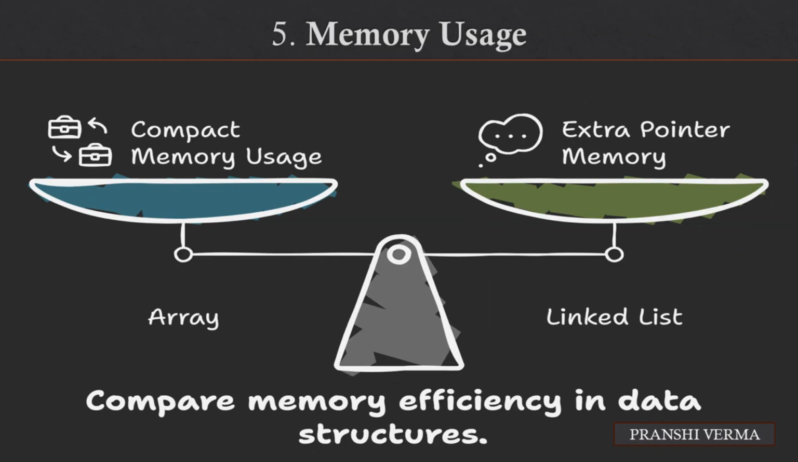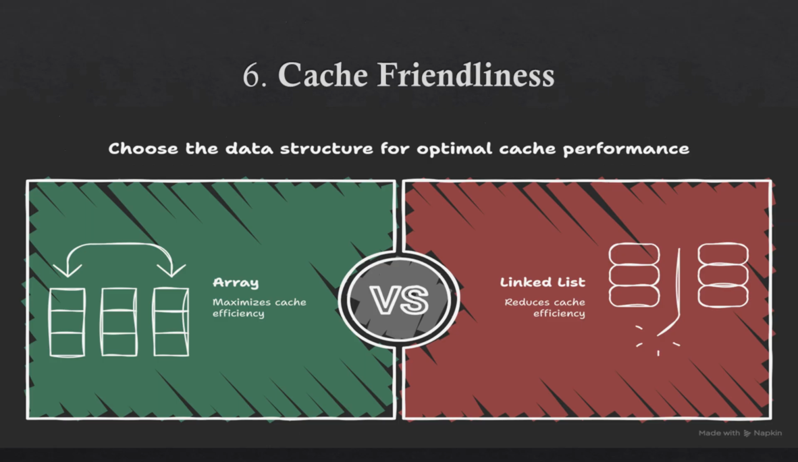Arrays are memory efficient when fully utilized, as no extra memory is needed for pointers. Linked lists use more memory per element because each node stores an additional pointer to the next node. Arrays are cache-friendly. Since elements are stored continuously in memory, CPU caching makes access faster. Linked lists are not cache-friendly. Because nodes are scattered in memory, they can cause more cache misses.